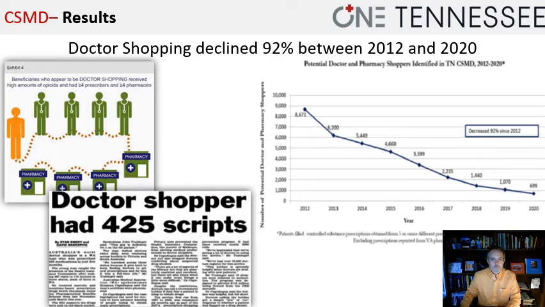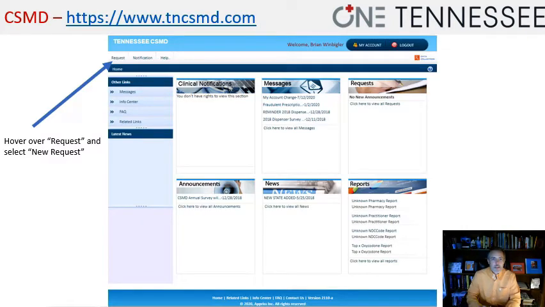So let's take a look at the CSMD and what it looks like. In the upper left-hand corner, you'll see the website. I hope you're all familiar with this, or at least have a link in your computerized physician order entry system or your pharmacy software. When you log in, you simply click Request or hover over Request and select New Request.